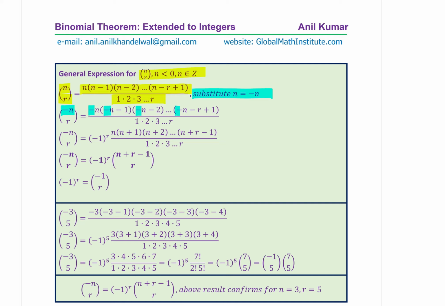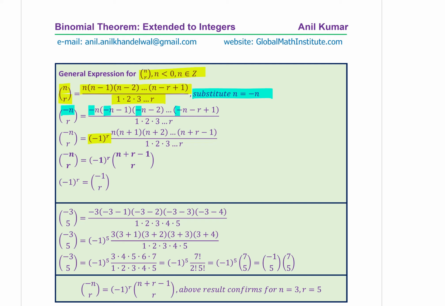Do you get the idea? So n is being replaced by minus n in the standard nCr, n choose r formula. Once you do that, you get so many n's, right? How many of them? r of them. Perfect. And therefore, those negative numbers can be taken out as common, and we can write them as minus 1 to the power of r.